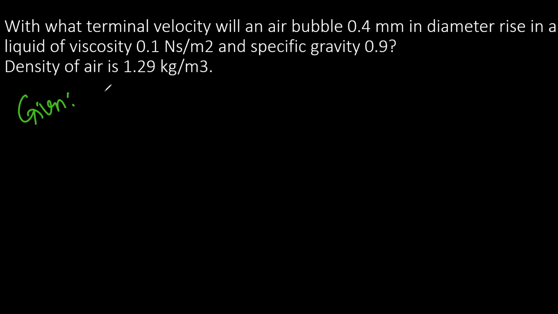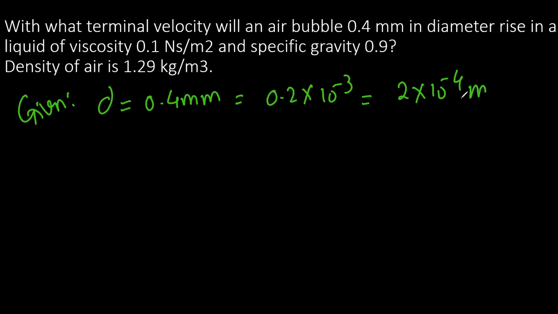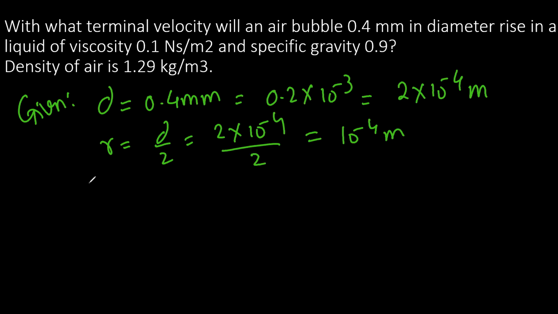See, diameter is given. The terminal velocity with an air bubble of 0.4 millimeter in diameter. So what is the diameter? Diameter is 0.4 millimeter. So मतलब 0.2 into 10 raised to minus 3. That is 2 into 10 raised to minus 4. This is diameter. So what is the radius? So radius is d by 2. That is 2 into 10 raised to minus 4 by 2. That is 10 raised to minus 4 meter.